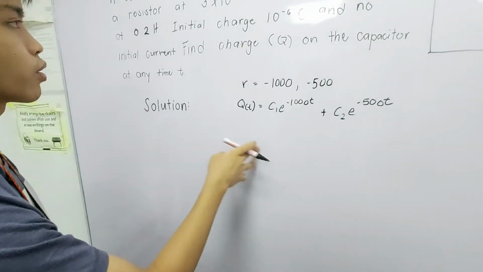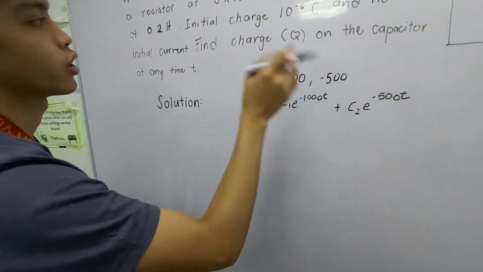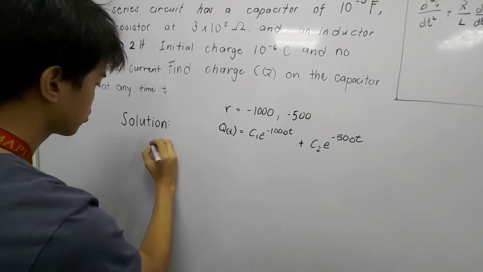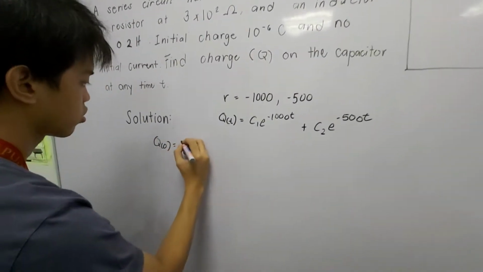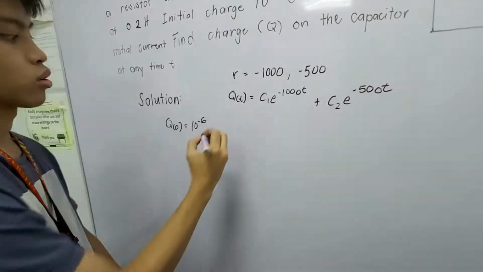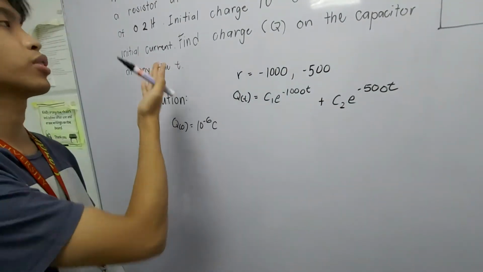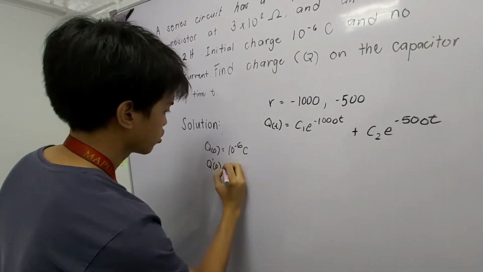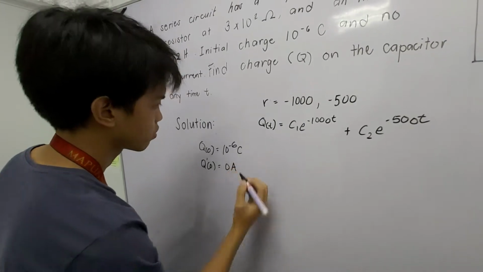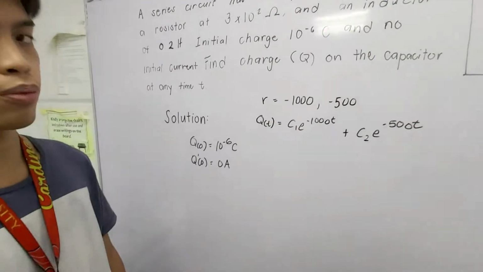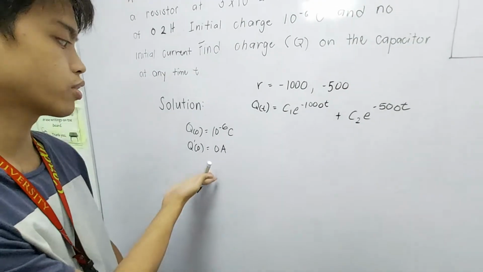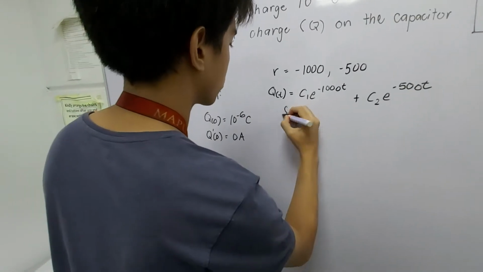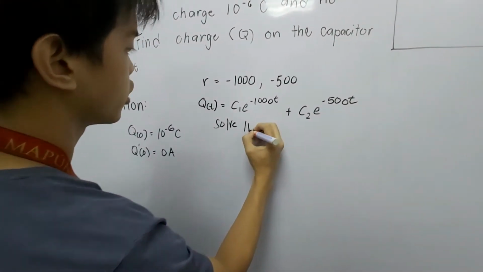And based from our given, we have a given initial charge, which is 10 raised to negative 6 coulombs. And given that we don't have any initial current, Q prime of 0 is equal to 0 amps. And based from these givens, we now know that we have to solve the initial value problem.